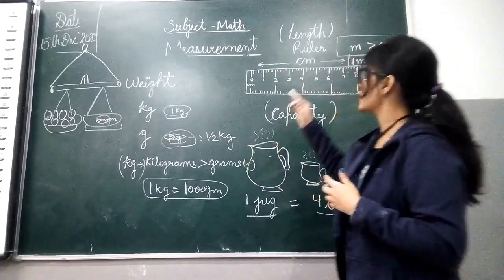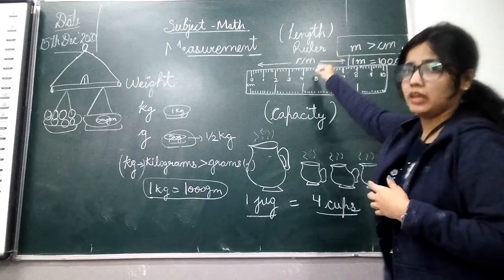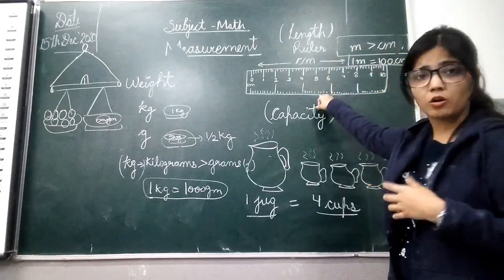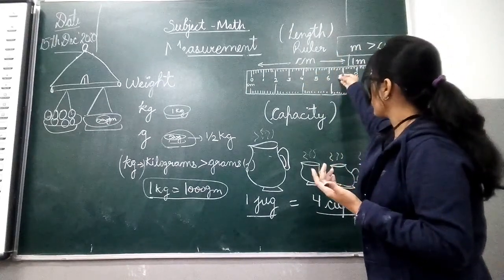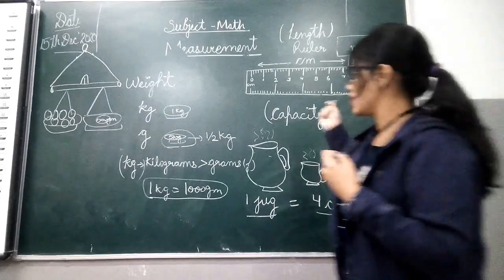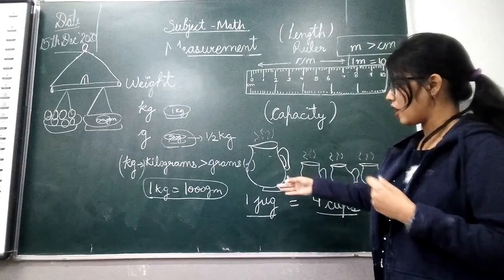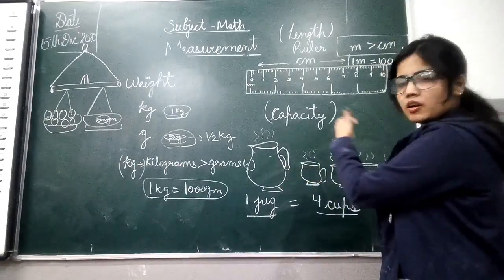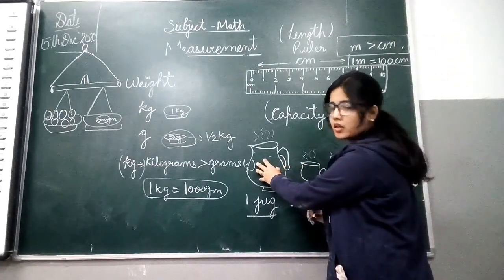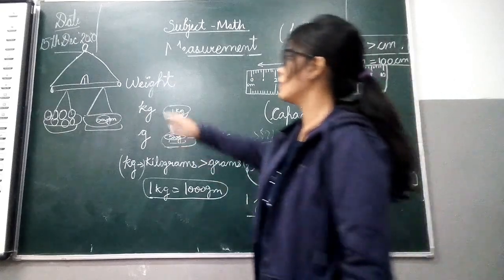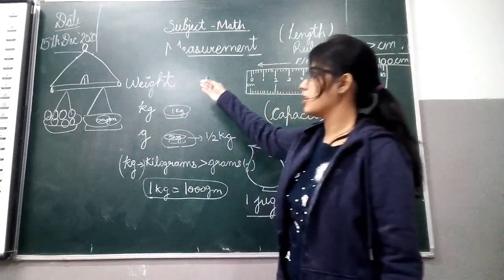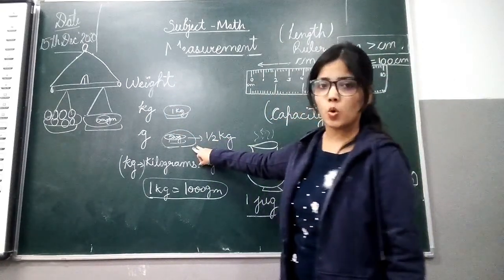Now you have learned how we can calculate the length by using a ruler scale or any measuring tape, or we can calculate the capacity by knowing how many smaller units will be required to fill a big unit, and how we measure the weight by using the weighted stones.